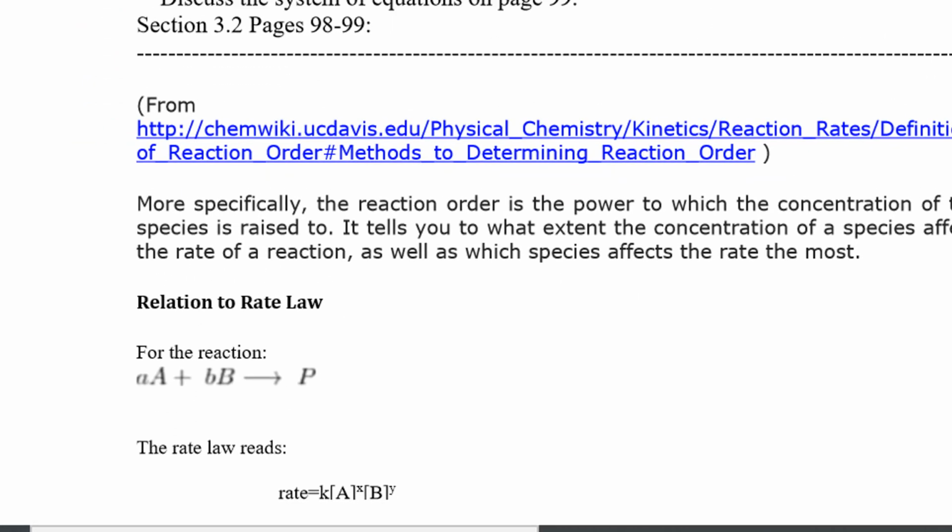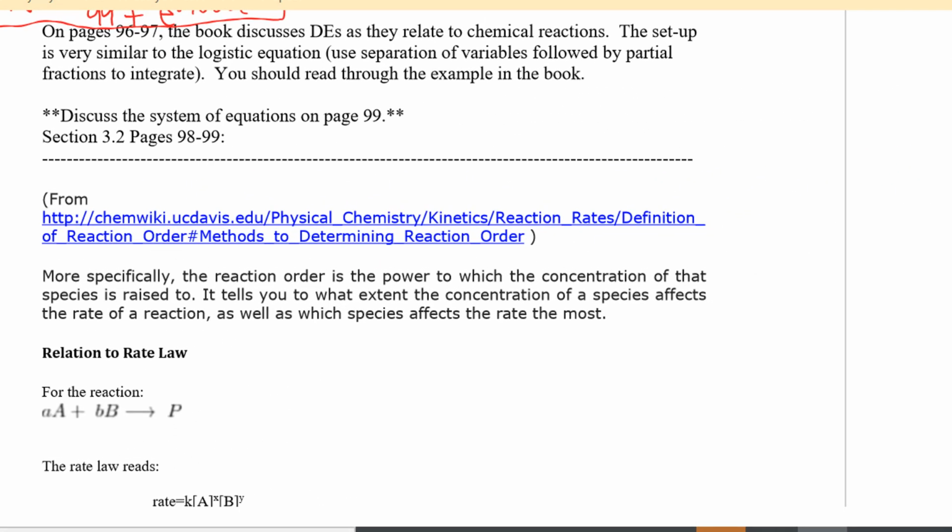Okay, and then now for chemical reactions, so it says on pages 96 to 97, depending on what edition you have, if you have the book, it discusses differential equations as they relate to chemical reactions. The setup is very similar to the logistic equation. We'll use separation of variables followed by partial fractions to integrate. And I say you should read through the example in the book, but I'm going to talk about the system of equations on page 99.